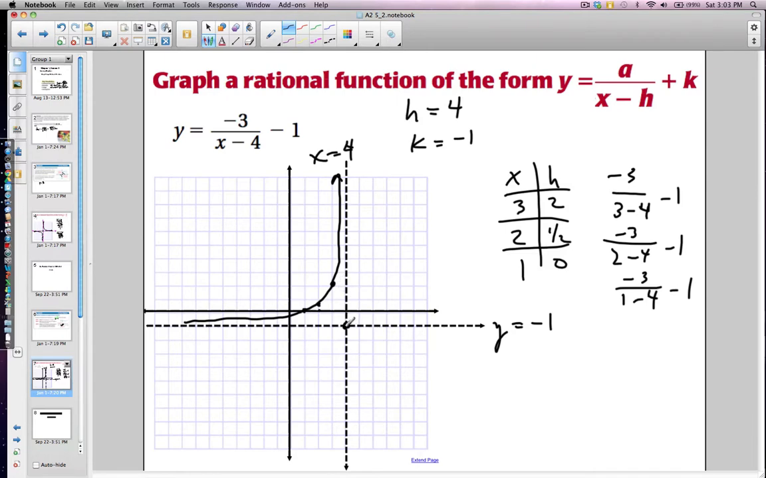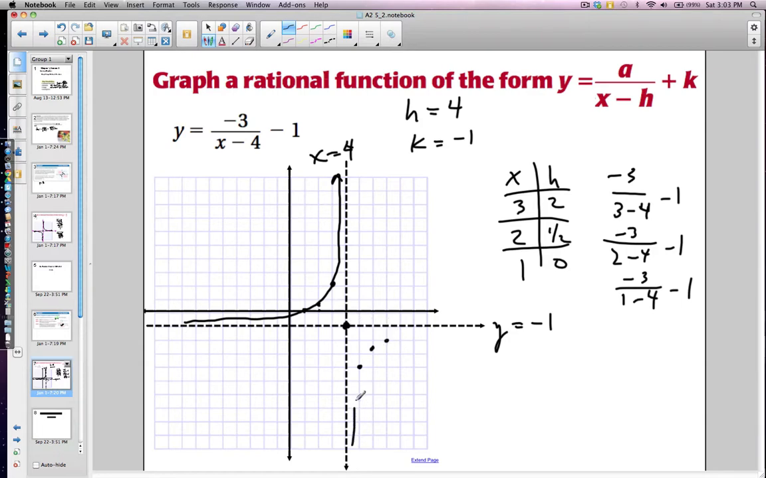So this point was left 1 and up 1, 2, 3. So I'm going to go right 1 and down 1, 2, 3. That's a point. I went left 2 and up 1.5, so I go right 2 and down 1.5. And I went left 3 and up 1, so I go right 3 and down 1.